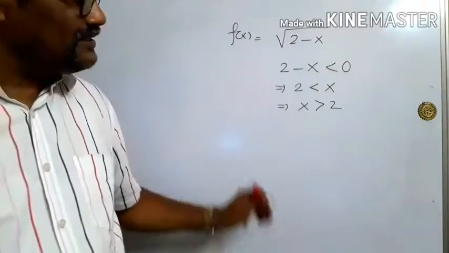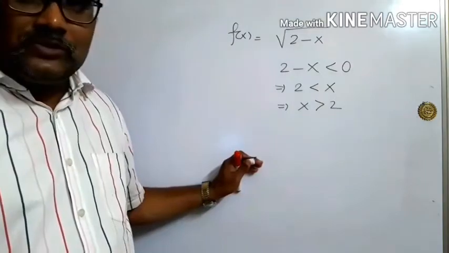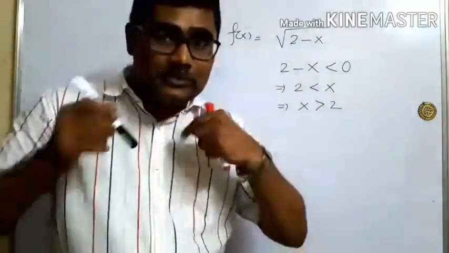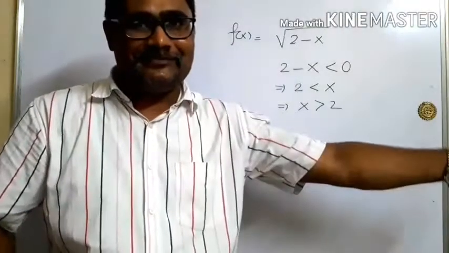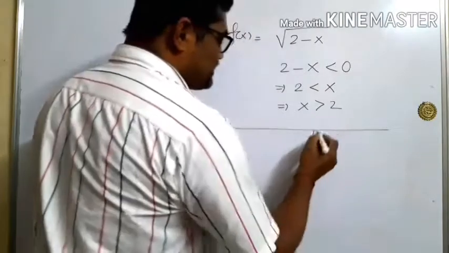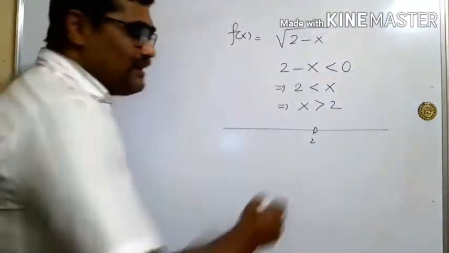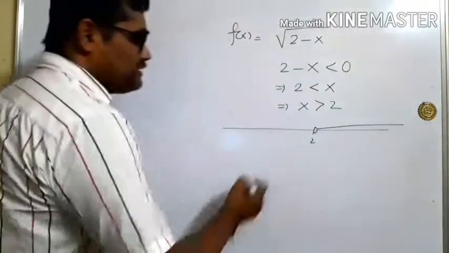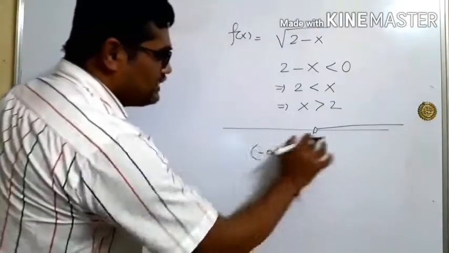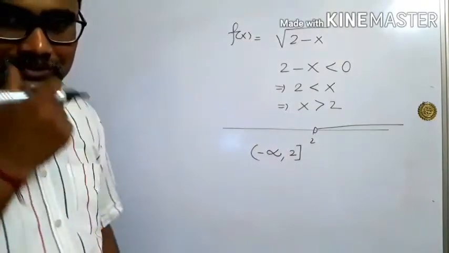That means those numbers which are greater than 2 are problems for me. Quarantine them. Right? So if 2 is here, it is an open ball. This side I have to avoid. So here my domain will be from minus infinity up to 2. Right? This is the domain.